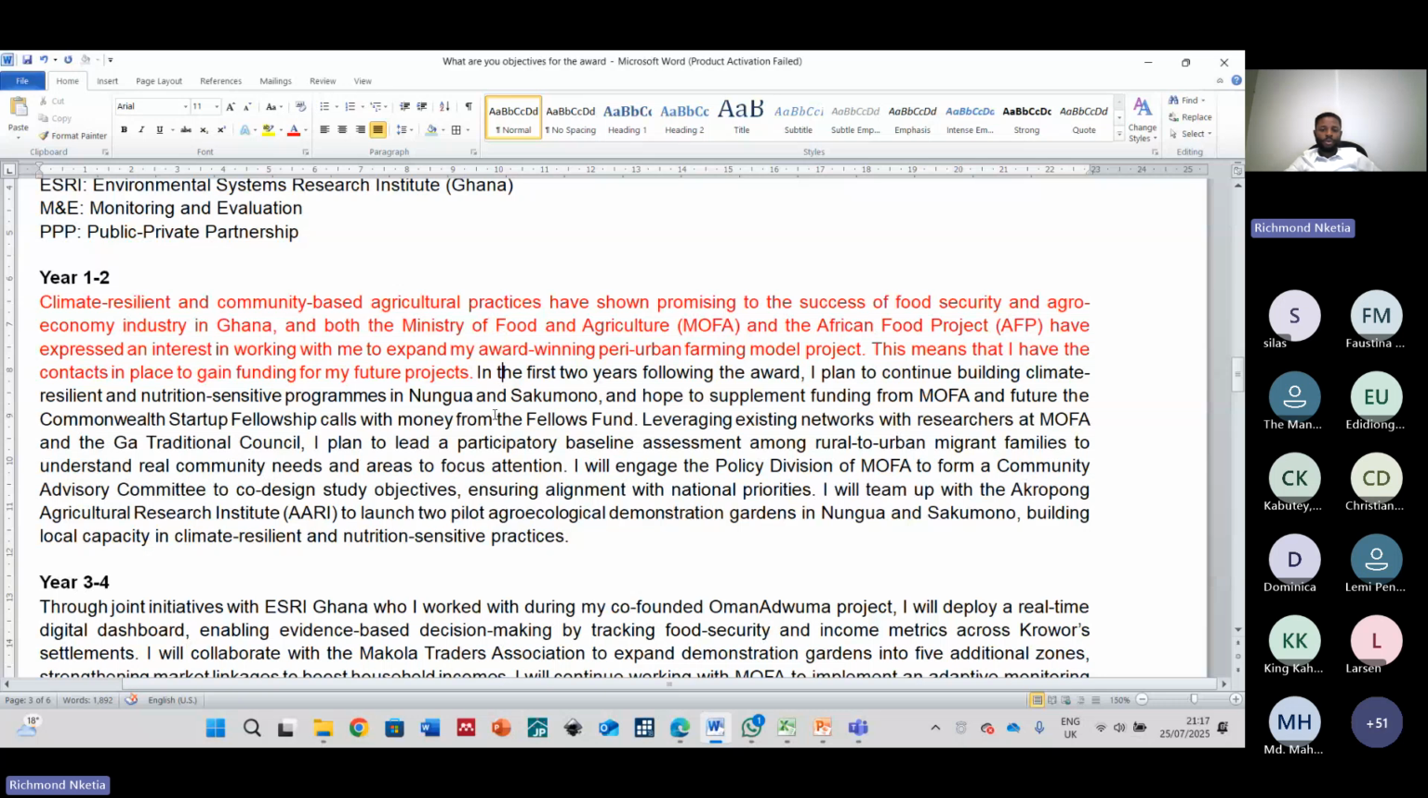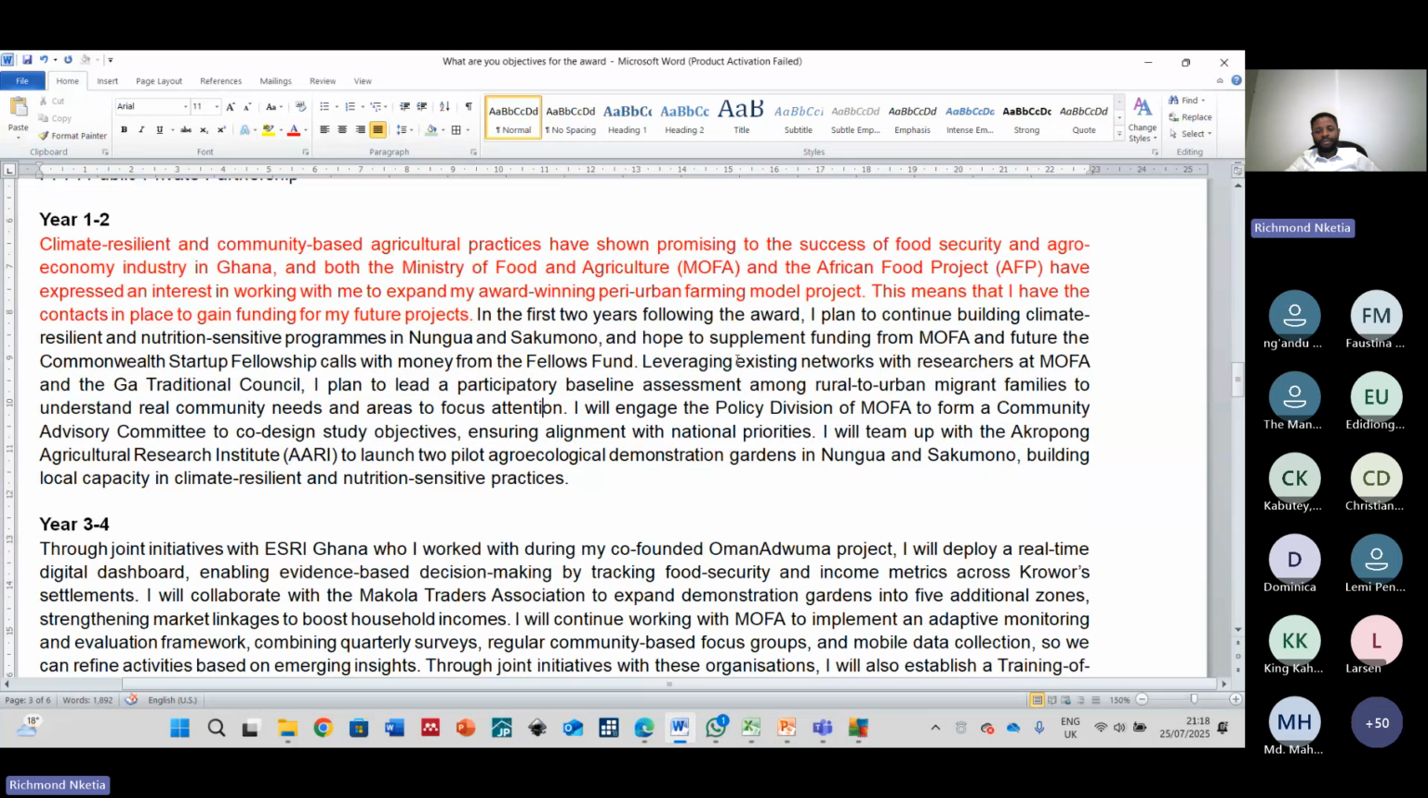So I've told them that I will continue working in climate resilient and nutrition sensitive programs, specifically in these areas. And I'm looking forward to getting funding from the Ministry of Food and Agriculture. Remember, I said they have shown interest in my work, so I anticipate that I'm going to get funding from them. But I also look forward to featuring in Commonwealth Startup Fellowship calls in the future, and leveraging existing networks with researchers from the Ministry of Food and Agriculture and the Ghana Traditional Council.